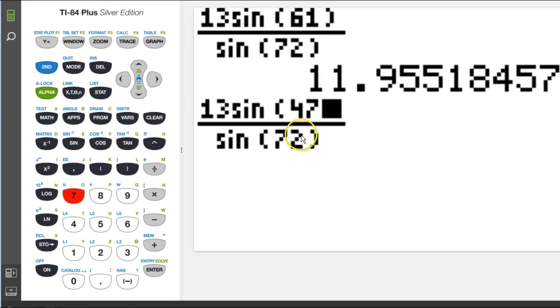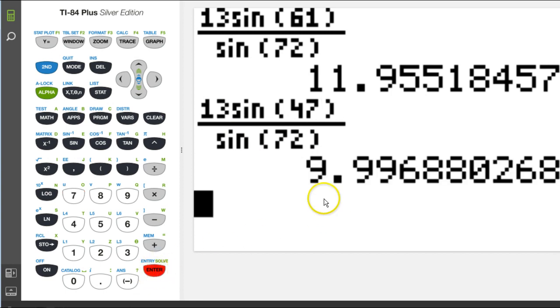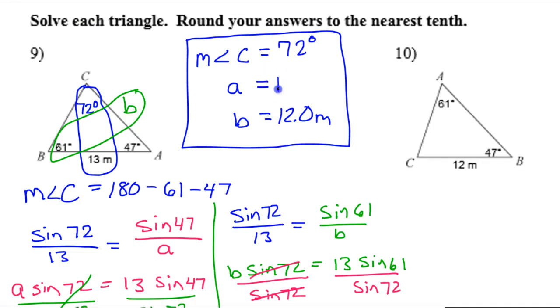So I type all of that into my calculator, and I hit enter, and I'm getting 9.996. So this would round to 10.0. So 10.0 meters.